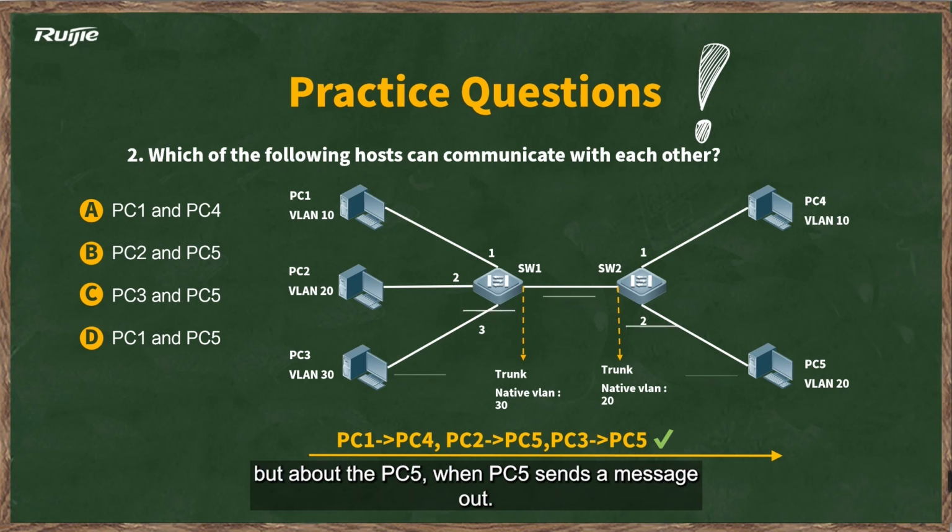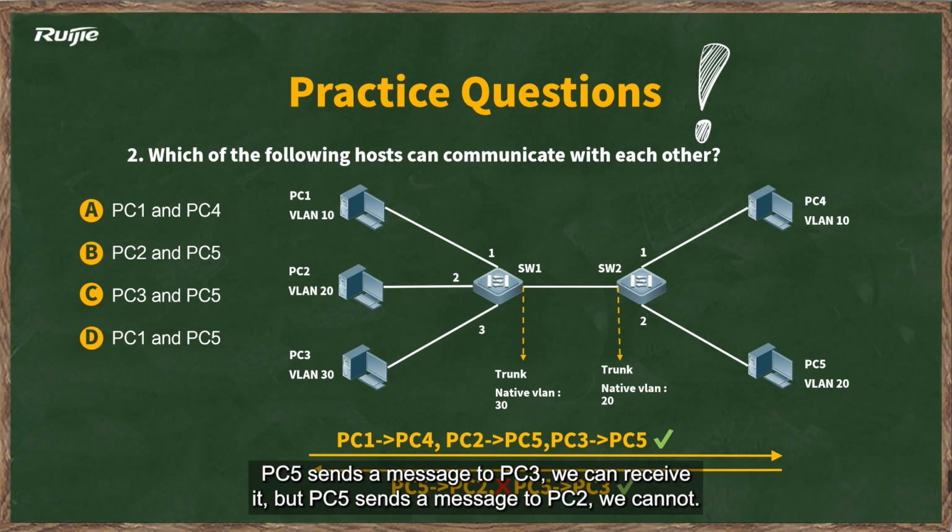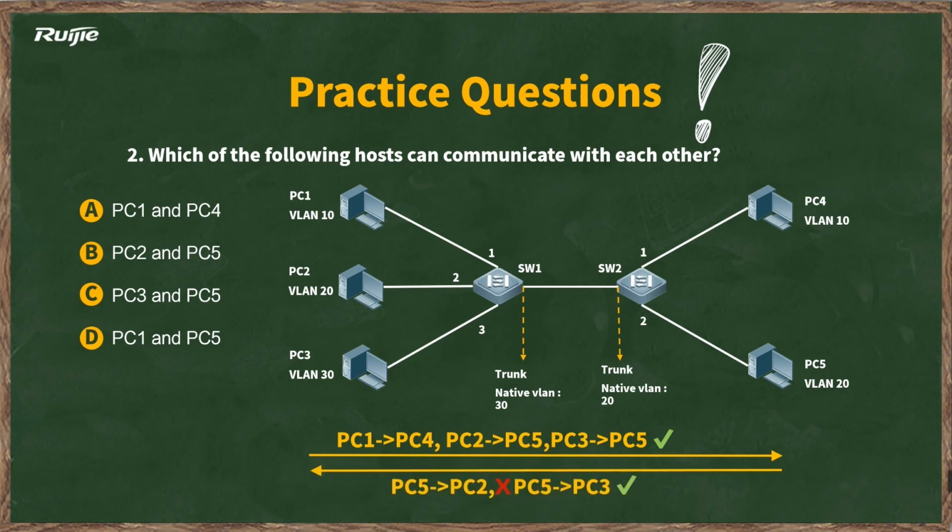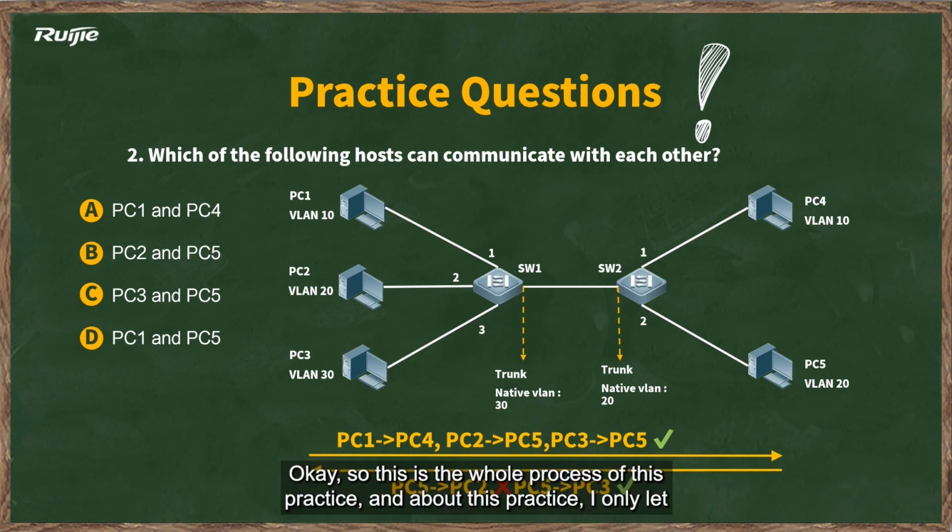But about PC5, when PC5 sends a message to PC3, we can receive it. But when PC5 sends a message to PC2, we cannot.